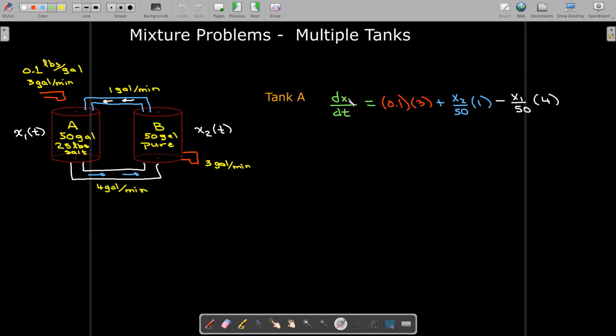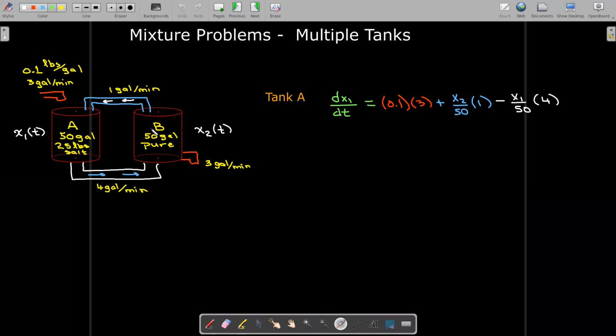Well, how does salt enter tank A? It comes from the outside, and you're getting 3 gallons per minute of brine at 1/10 pounds per gallon. So that takes care of that part. There's a little color coordination here: this little red faucet corresponds to this term right here. We're also pumping mixture from tank B into tank A, at 1 gallon per minute.